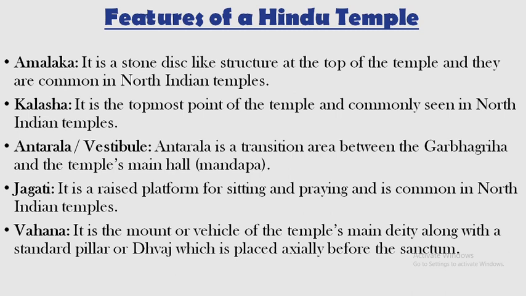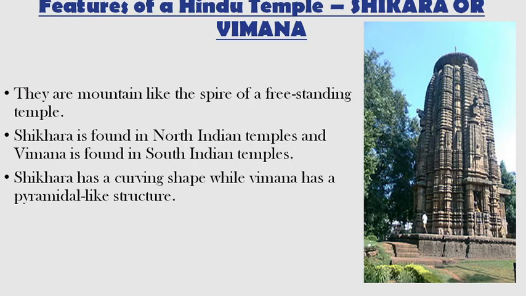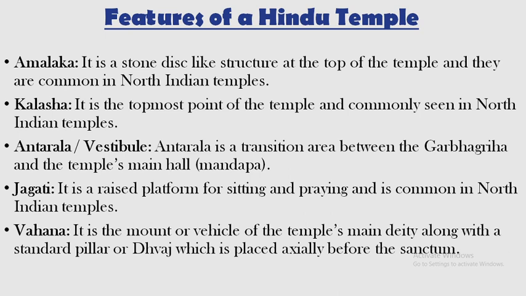Next we have the Amalaka. It is a stone-like disc. This structure is at the top of the temple and they are common in North Indian temples. You can see here in this picture the Amalaka. Okay, it's a disc-like structure.